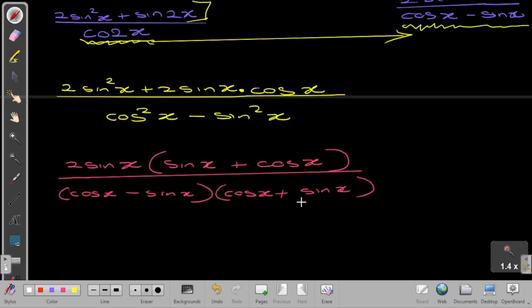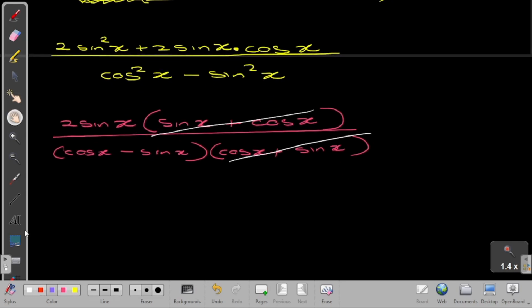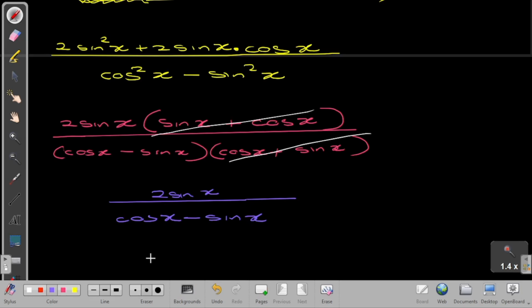So now, which part cancels? This part here and this part here will cancel. What we have now is 2 sine x over cos x minus sine x. This is going to be our LHS.